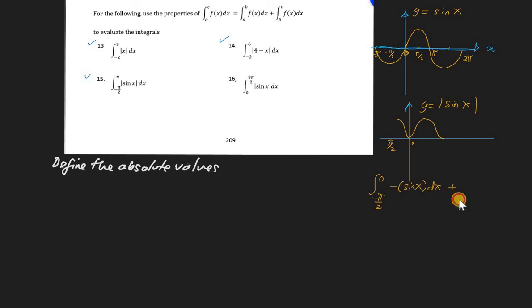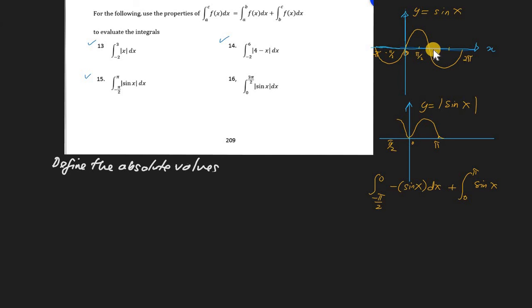0 to pi over there, so you don't need to flip. You just remain as the original sine x from this above graph. So that is the graph of absolute sine x.